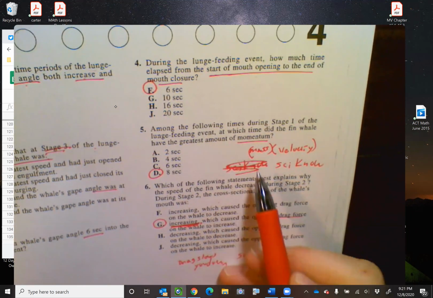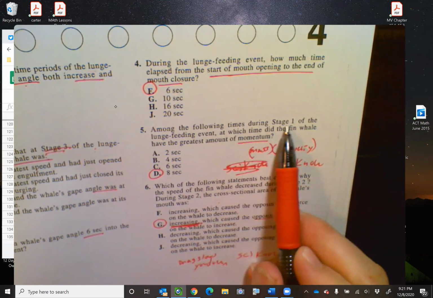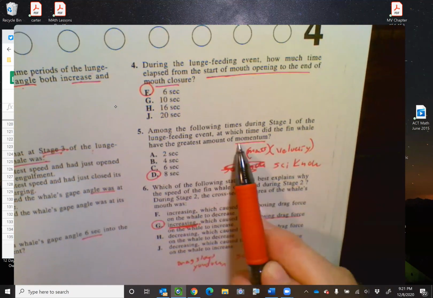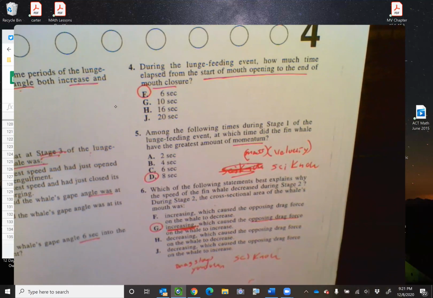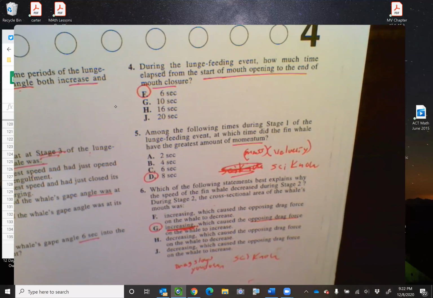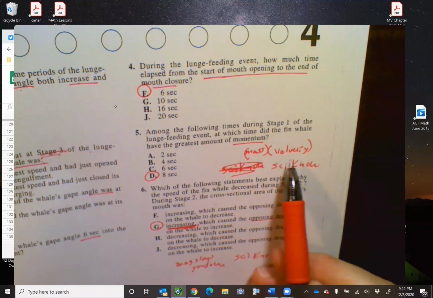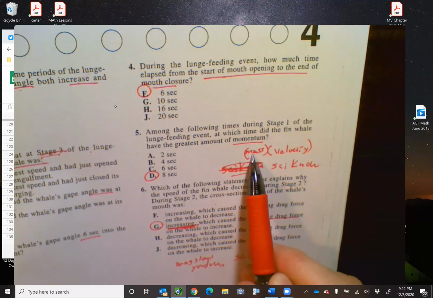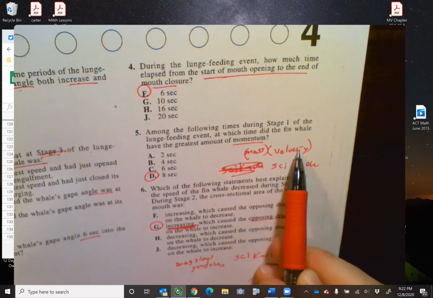5 is a science question. It says, among the following times during stage 1 of the lunge feeding, at which time did the fin whale have the greatest amount of momentum? So you have to remember from science class, how do you find momentum? Well, it's mass times velocity, right? The whale has a constant mass. Yes, it is eating, but that's negligible. So in terms of us, since mass will be the same, we're really looking for when the whale has the biggest velocity.